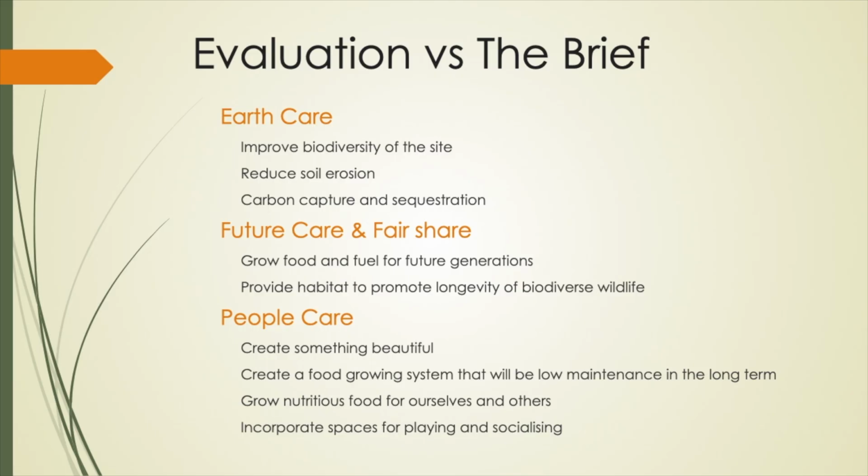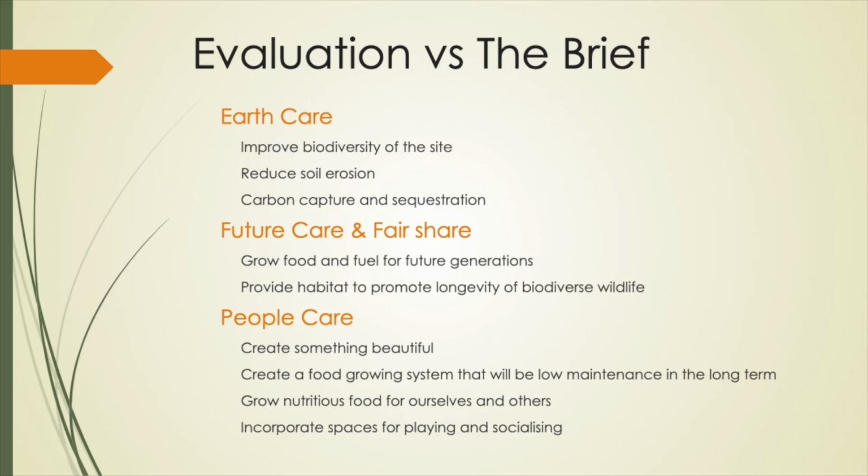If we look at earth care, we want to improve the biodiversity of the site. Now that we have done, probably 100-fold, through all the different trees and shrubs and ground cover that we've added. And also in terms of the soil, we get all this wood chip and it all comes from different trees, and all those different trees have different fungi and bacteria on them. So the soil especially has had so much diversity in it compared to before.